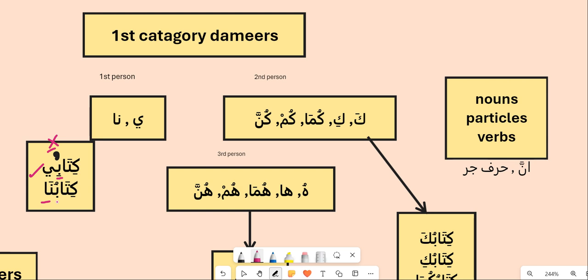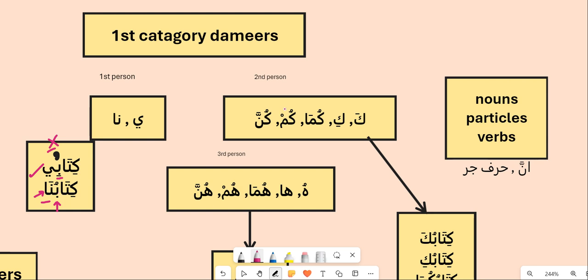Now, here you can see the last letter ba has a dhamma, and then noon al-fi'lin is attached. So why is there a fatha over the noon? Because of the long vowel here. And as you know, the moment a long vowel comes, the previous letter goes along with the corresponding haraka. So kitabuna, that means our book.